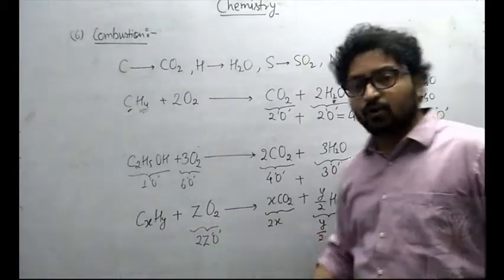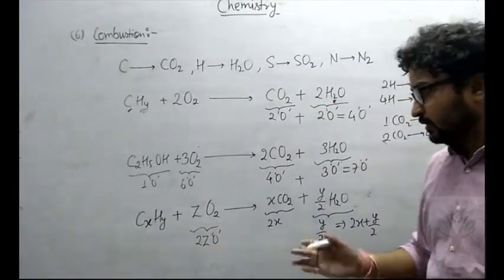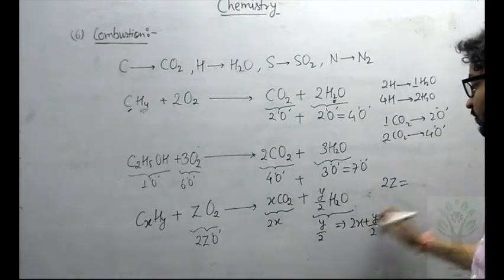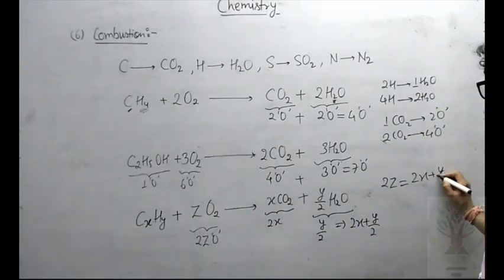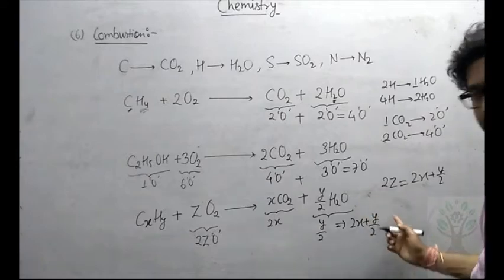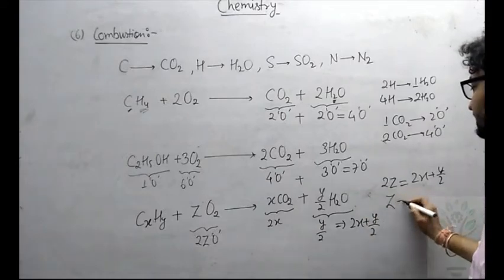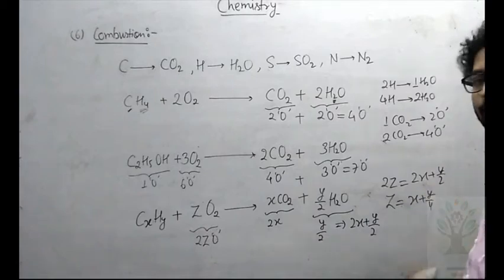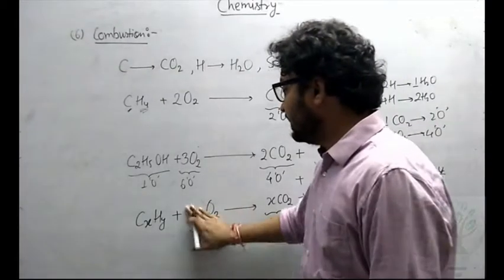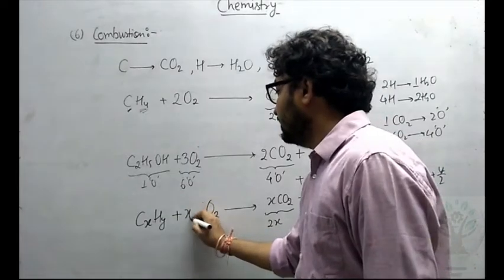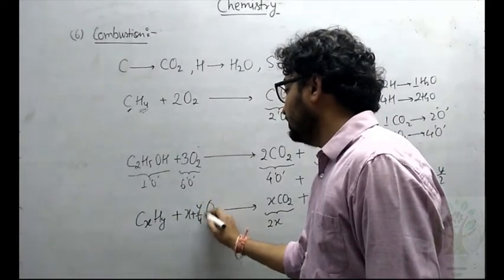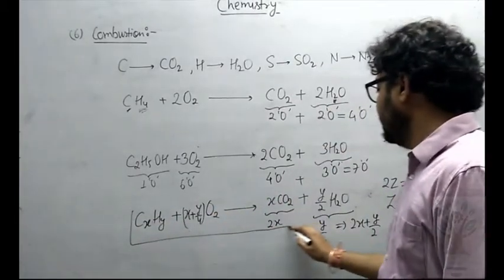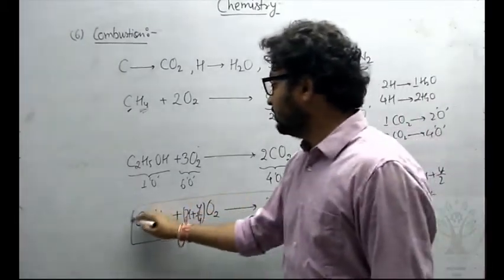Brother, one O2 has 2 oxygen, so how many oxygen will zO2 have? 2z. Now this 2z must be equal to 2x plus y by 2. Right side we have 2x plus y by 2, right? So what will be the z? z will be x plus y by 4. For balancing purpose, what will I write instead of z? I will write x plus y by 4. This is the balanced combustion reaction for any hydrocarbon.